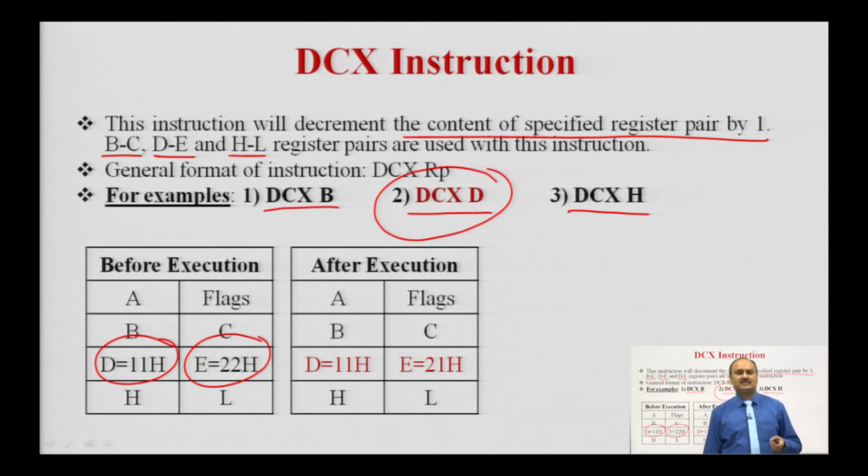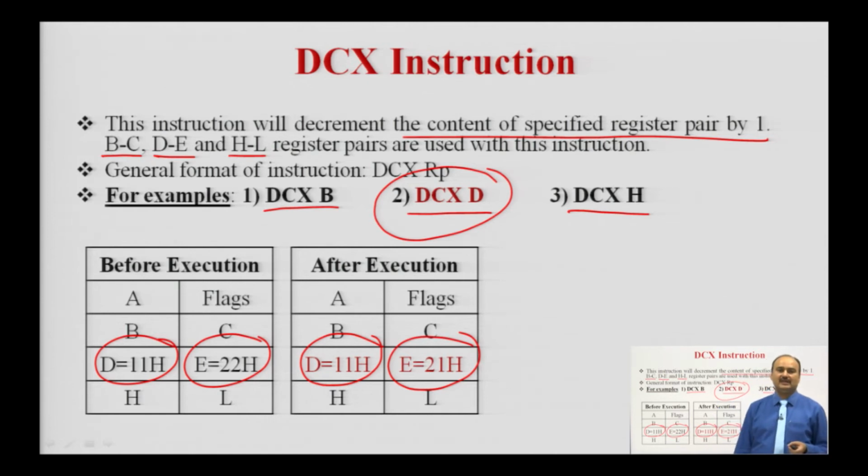Whenever the microprocessor executes this instruction, it will decrement the content of the specified register pair, which is the DE register pair, by 1. After the execution there is a modification in the values of D and E registers. The content of E register is decremented by 1, so it becomes 21H, and the content of D register is 11H. So, after the execution the content of DE register pair becomes 1121H. This way the processor decrements the content of the specified register pair by 1.